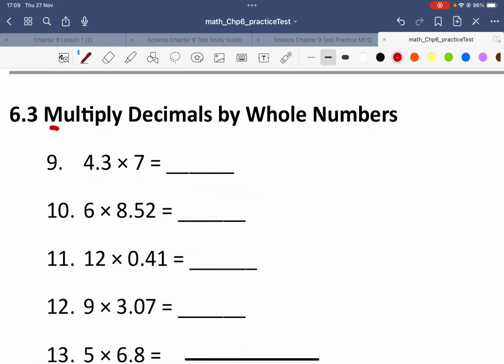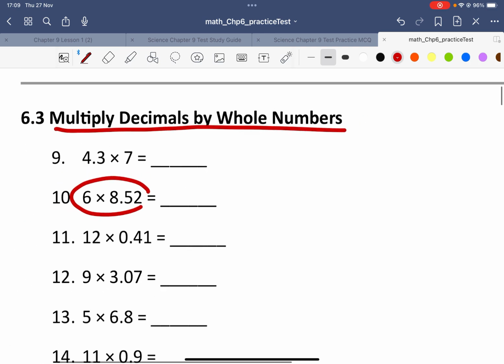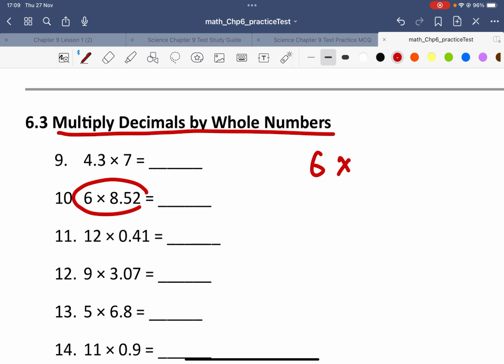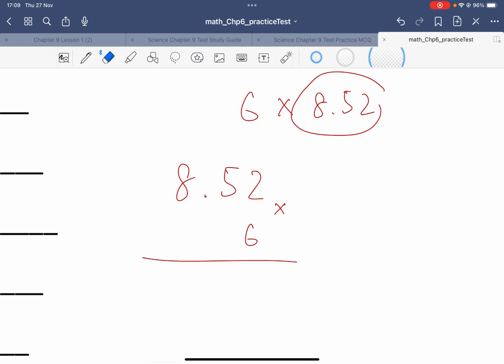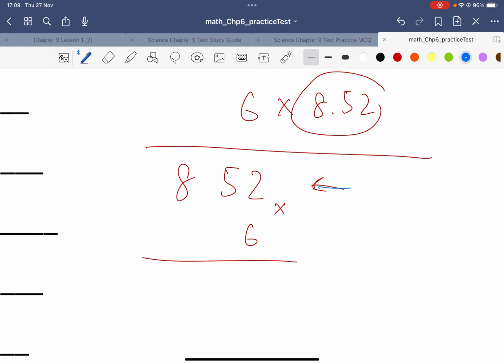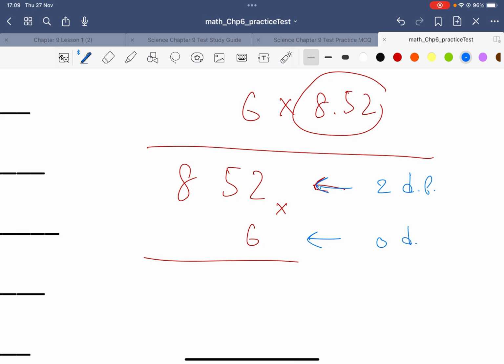Multiply the decimal by whole number. So let's pick this question. 6 times, so let me rewrite this. I will just write it this way. I will write 6 times 8.52. So I will put this big guy first. 852 times 6. Okay, so when you're multiplying this, we can ignore the decimal point and write here that this guy has 2 decimal points, while this guy has 0 decimal points.